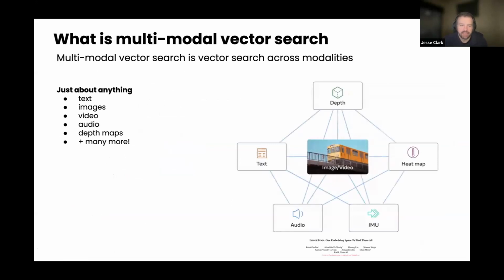Typically, I think everyone thinks of vector search as semantic search, which is a text-based search. But really, anything that can be in a computer can basically be turned into a vector, and anything that can be turned into a vector can be searched. So multimodal vector search is this generalization from just text into effectively every other modality. You can now have incredibly powerful systems that understand not just structured data or text, but images, audio, depth maps, really anything that you want.